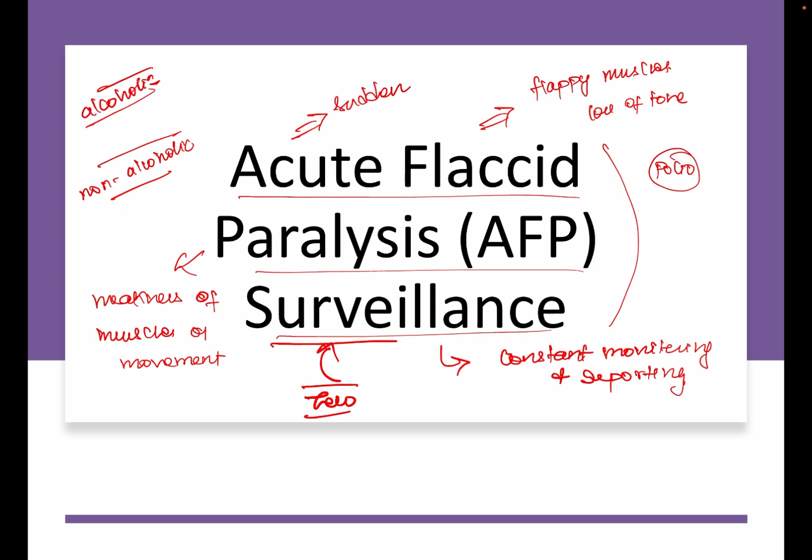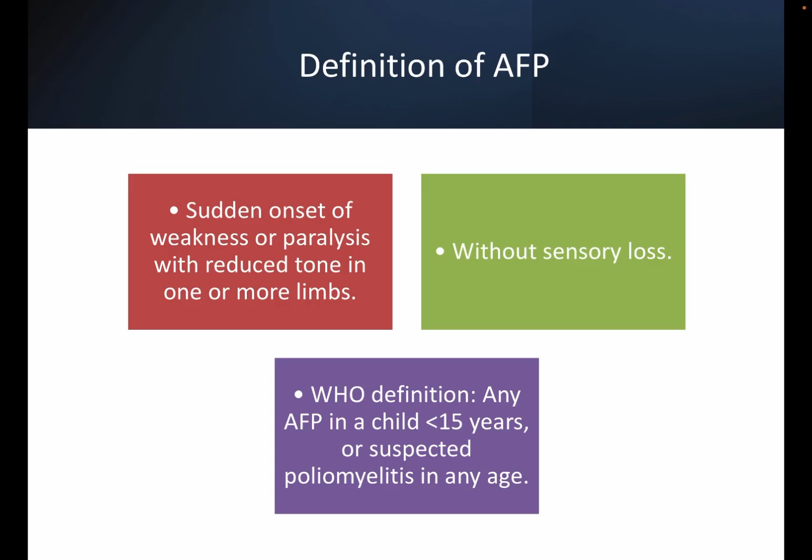Okay. So what is this acute flaccid paralysis? As the name itself suggests, anything which is sudden in onset, resulting due to reduced tone, that is flappiness, because of which there is a weakness and paralysis in one or more limbs. That is what we call acute flaccid paralysis. One of the most important things to remember is there is no sensory loss. Sensation remains intact.